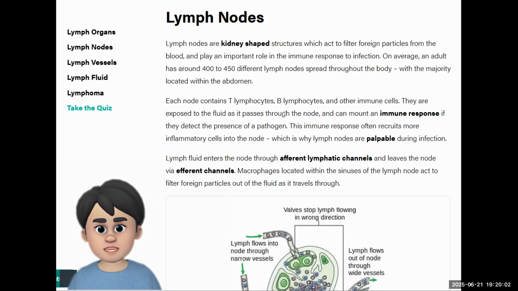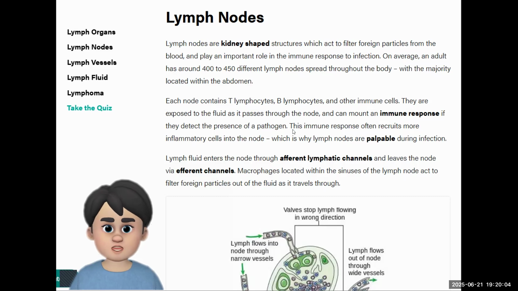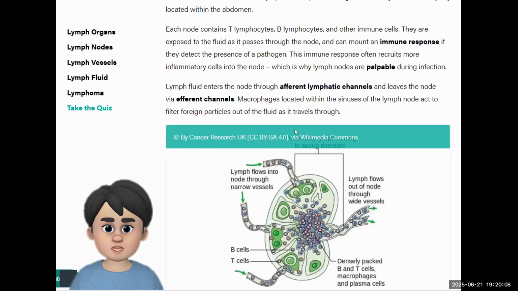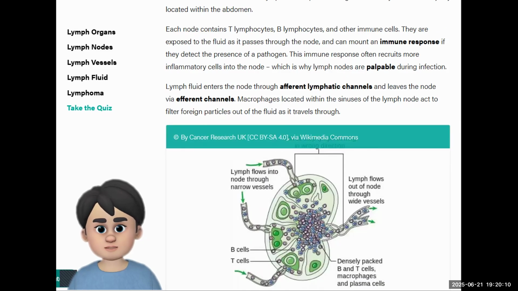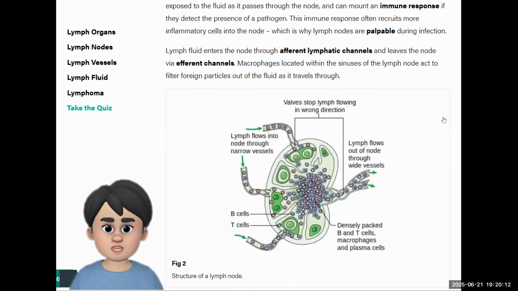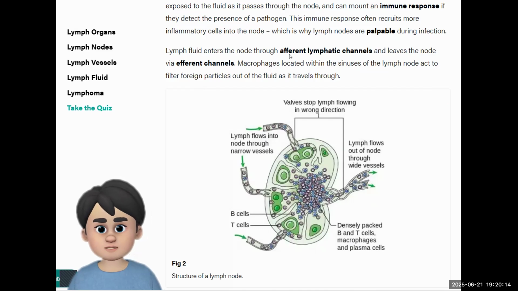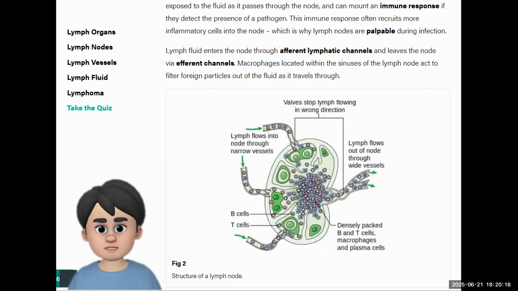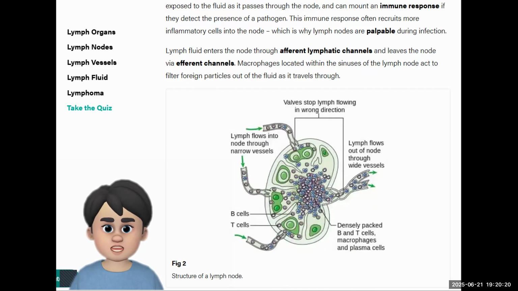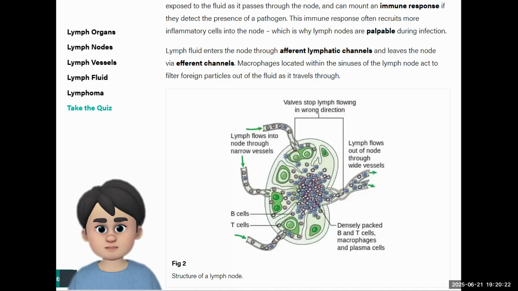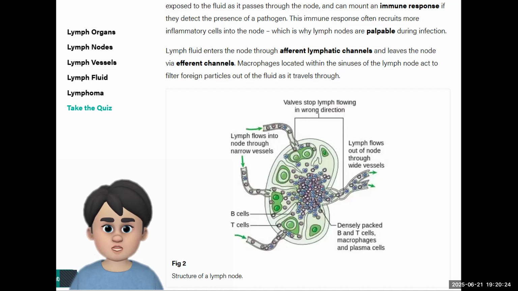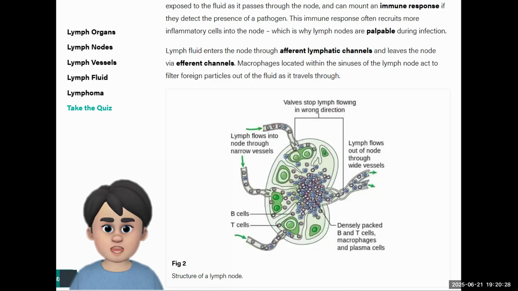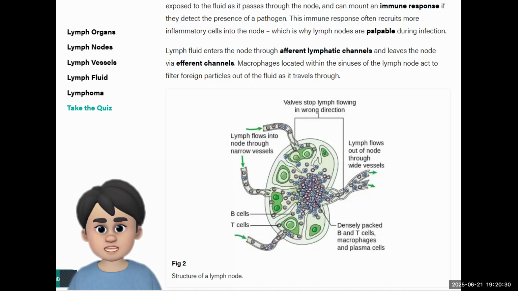Palpable එක ඉදිමෙනවා. Right. Lymph fluid enters the node through afferent lymph channels and leaves the node via efferent. Remember A and E: afferent, efferent. Lymph fluid comes in with the afferent lymphatic channels and leaves by efferent. Right? If you study the glomerulus, you get the afferent and efferent. So like that. When you are studying nephron, you will learn that.